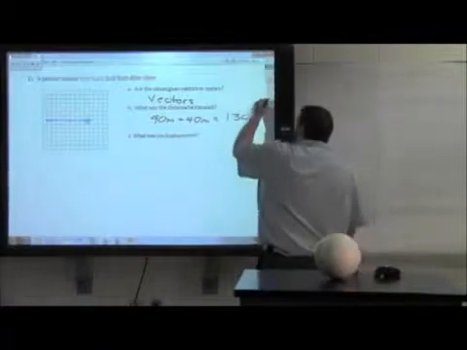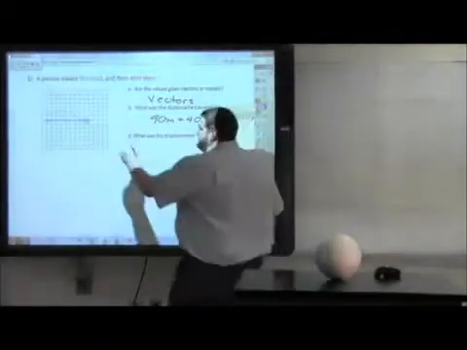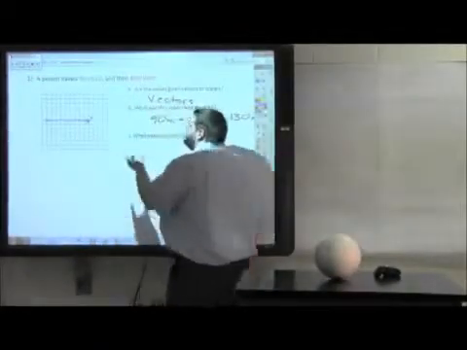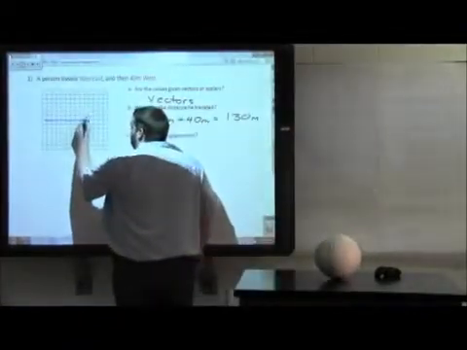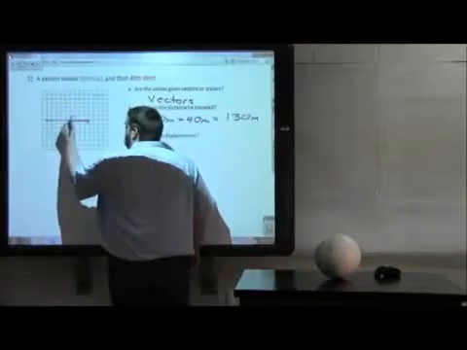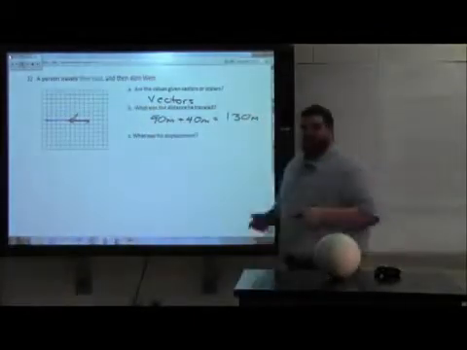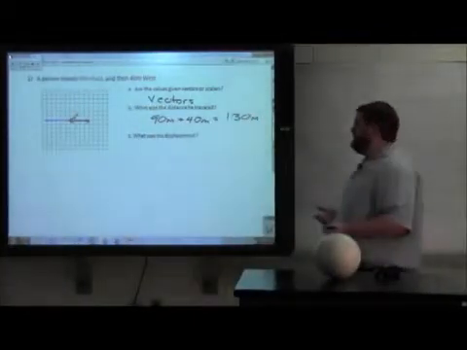Now, I'm done with that one. So now my starting point is here. And my second vector is west, and it's 40 meters. So again, 10 to 1, I'm going to go 1, 2, 3, 4. That's 40 meters. Again, I put a head on it, telling me what direction I'm going in.